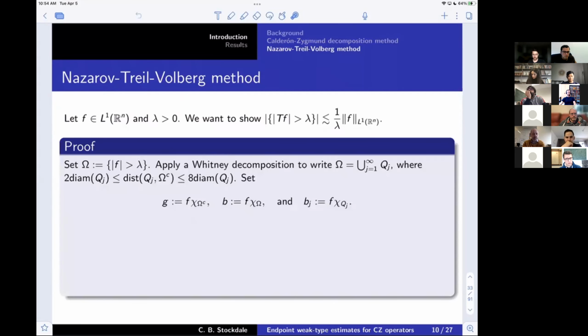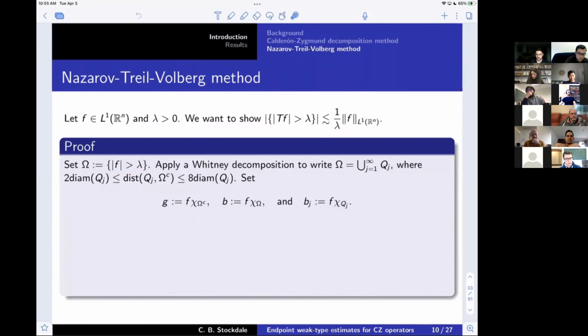So instead of doing a Calderón-Zygmund decomposition where you have to carefully study averages and do a stopping time argument, we're just going to set omega, our exceptional set, to just be where F is larger than lambda itself. So there's no maximal function involved, there's no averages. You're just looking at where F is larger than lambda. Then you can apply a Whitney decomposition, as long as F is lower semi-continuous, which by density you can assume, so this set is going to be an open set.